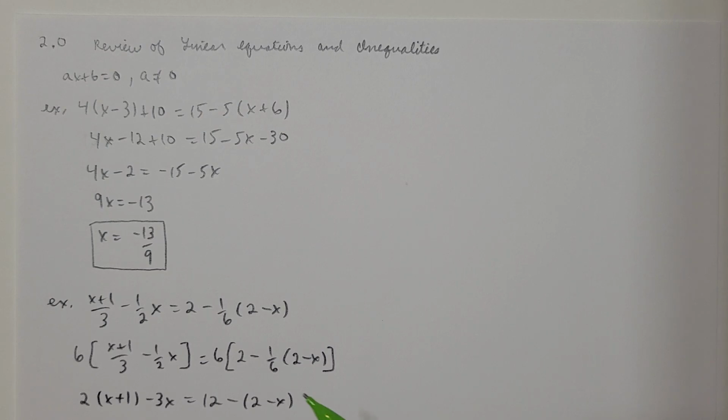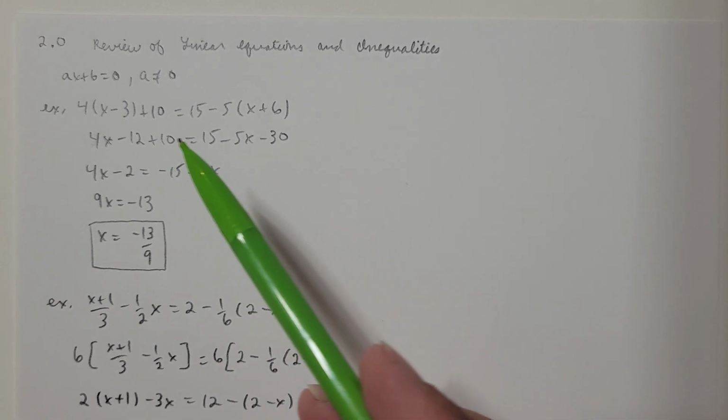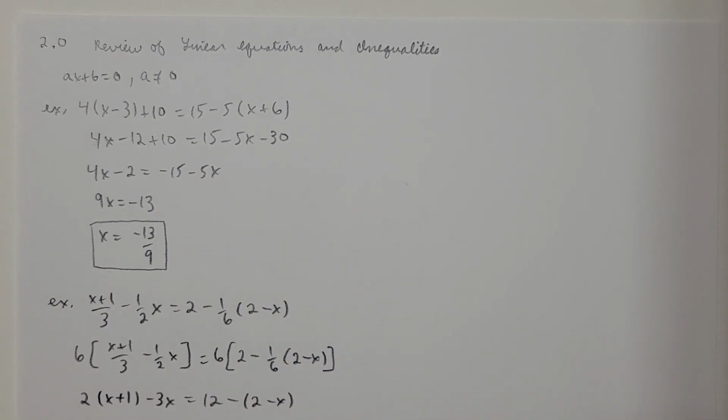Okay, what if we have this equation, 4 times (x minus 3) squared plus 10 equals 15 minus 5 times x plus 6, and we want to solve that for x. That would be an example of a linear equation, because if I wanted to, I could write it in the form ax plus b equals 0. Now, I'm not going to do that. I'm going to solve for x.